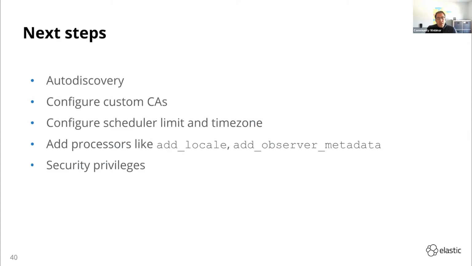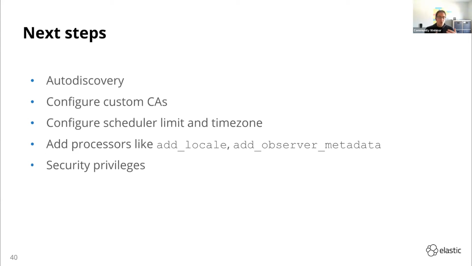So once you get up and running, what will be the next steps? One of the interesting steps is auto-discovery. So you would be able to just add Docker containers, for example, based on certain criteria, and ping those instead of having to maintain the configuration manually. You may need to configure custom CAs. And you could also configure the scheduler limit and time zones. So the schedule limit, if you know how much polling the system you're running Heartbeat on can sustain, you could try and configure limits to make sure you're not getting over capacity.